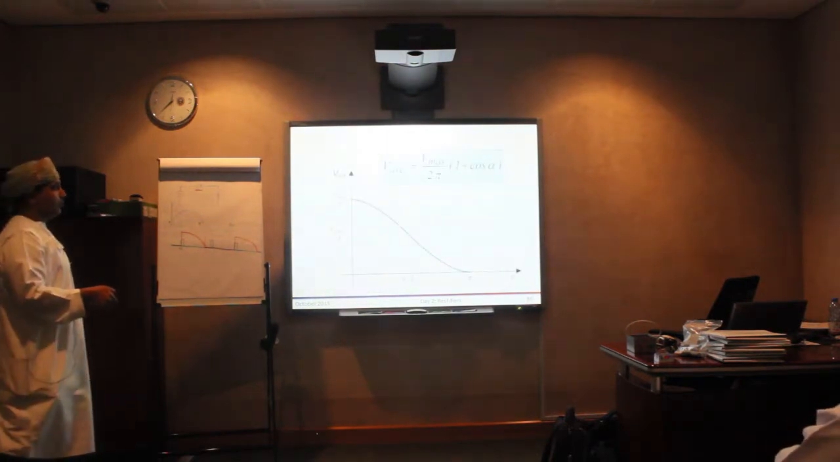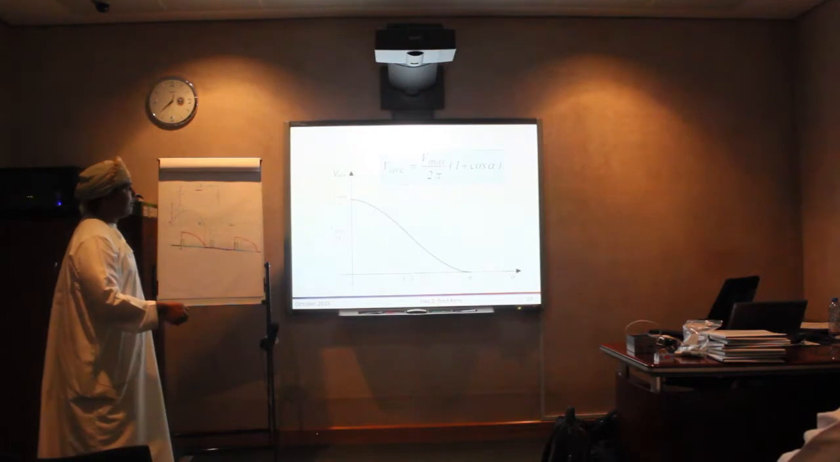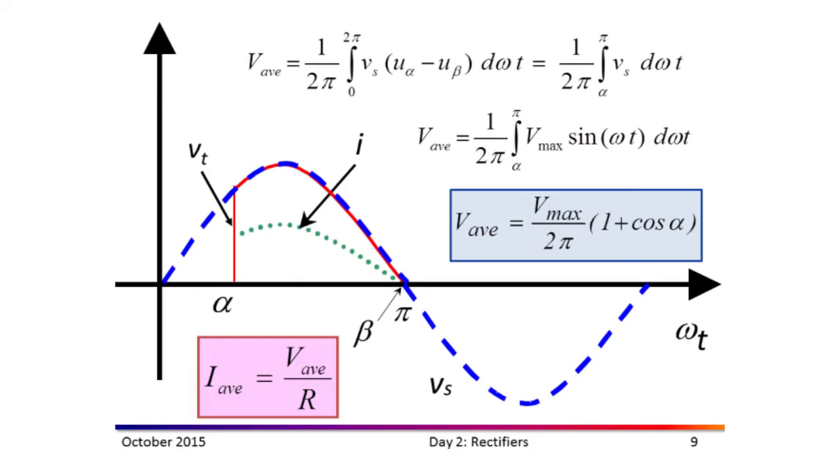And if you start to change the firing angle, you can get different outputs. This is the relation, right? As you increase alpha, the average output decreases. The maximum is at alpha equal 0, and then it decreases until you reach 0 at pi, if you apply that equation. So that means it is good for drive control.